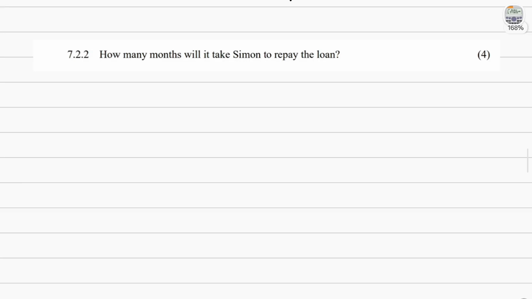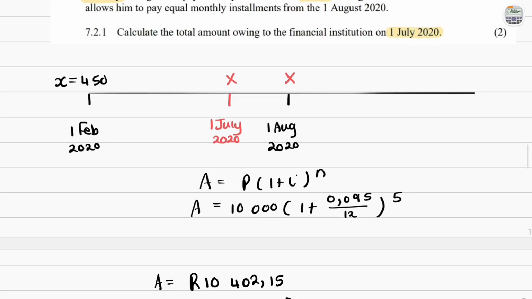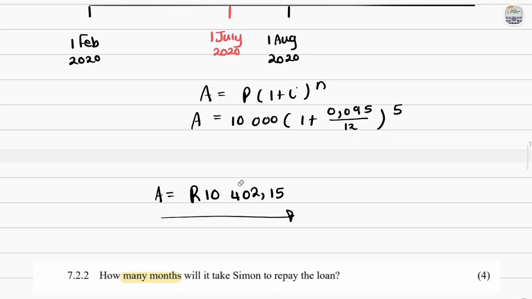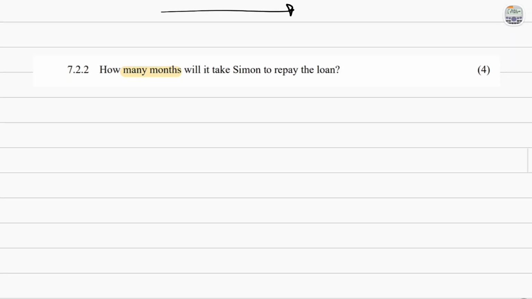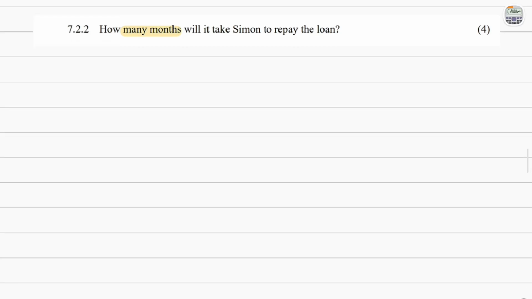Next question. How many months will it take Simon to repay the loan? So they want to know the months it will take to repay the loan. This is still present value. We now know how much he owes. This amount is now your new present value. It's not 10,000 anymore. He doesn't owe 10,000. So to find out how many months, we're going to use the present value formula, which looks like this.